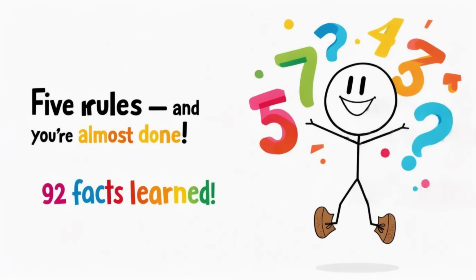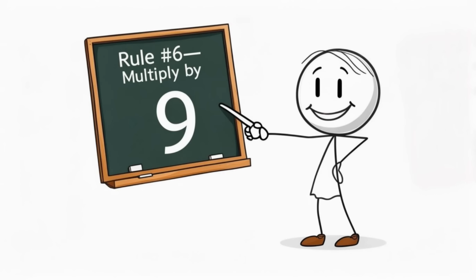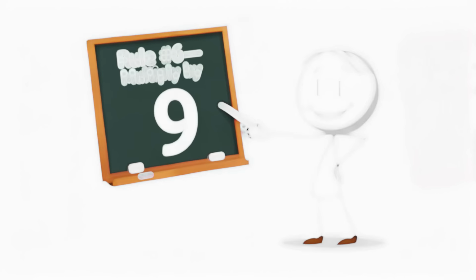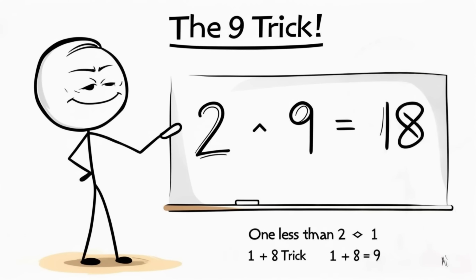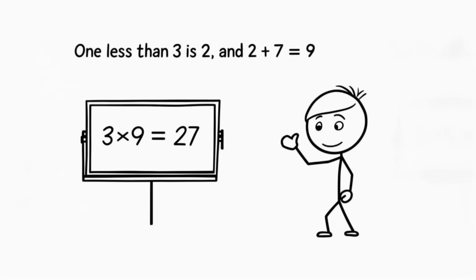And finally, rule number 6, multiplying by 9. This one might sound tricky, but there's a fun shortcut. Let's say you want to multiply 2 by 9. First, take 1 less than that number. 1 less than 2 is 1. Then ask yourself, 1 plus what equals 9? The answer is 8. Put those 2 digits together, 1 and 8, and you get 18. Let's try another one. 3 times 9, 1 less than 3 is 2. And now, 2 plus what equals 9? That's 7. So, the answer is 27.